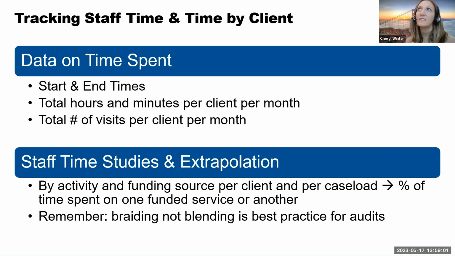We have gotten guidance that, because there aren't yet regulations around what you can and cannot do, there is guidance but not regulation clarity in terms of braiding versus blending funding. As you're thinking about tracking staff time and funding sources, it's advised that you think about it in terms of braiding, so having proof that you could always unbraid. What I mean is that you can say this staff's time, these activities went to this funding source, and these activities went to this funding source.